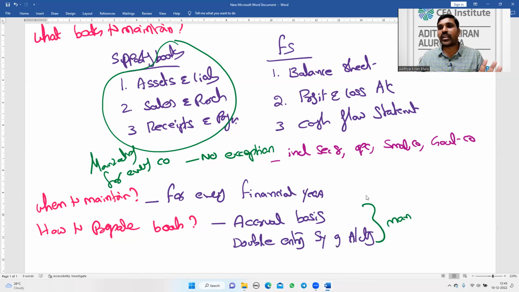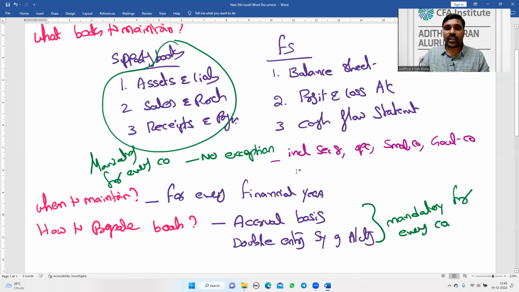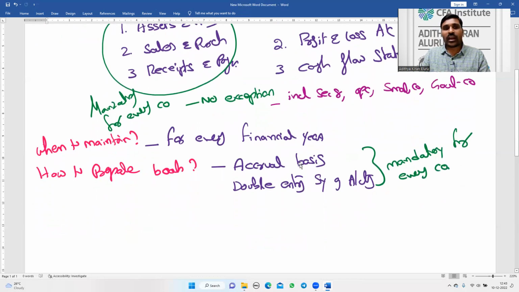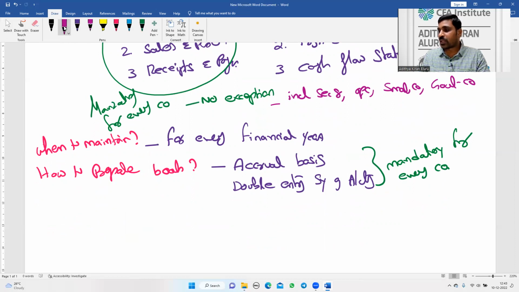No company can maintain its books on cash basis. Even a Section 8 company, one person company or small company is not allowed to maintain books under cash basis. Every company is compelled to maintain books under the accrual basis and double entry system of accounting.